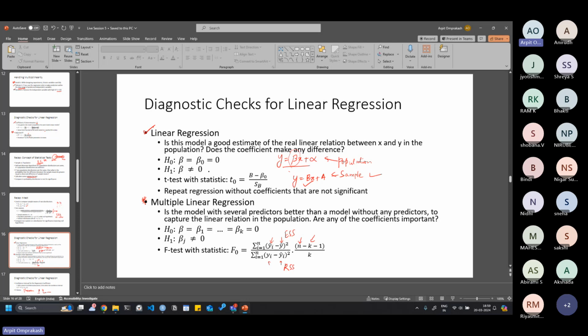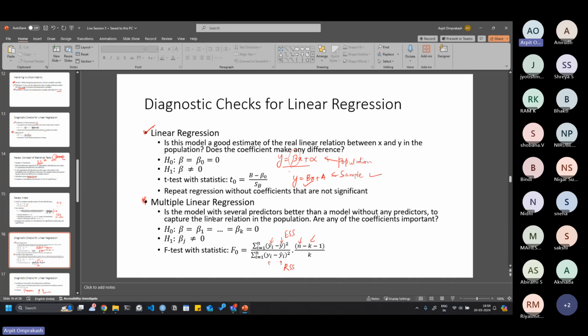Yeah. So the next thing we test for is basically t-test and ANOVA. For linear regression, we do a t-test for the coefficient to see: does the coefficient make a difference? Is this model a good estimate of a real linear relation between X and Y in the population? So that is the question that it answers. If you find that some coefficient is not significant in this t-test, then you should remove those from your regression.